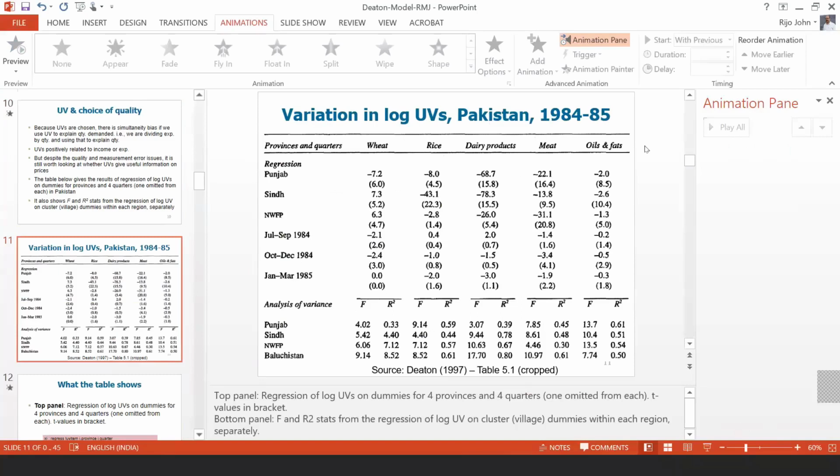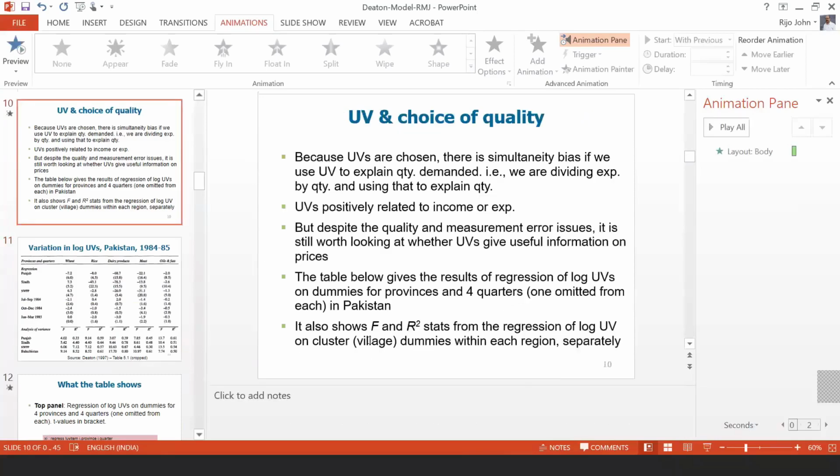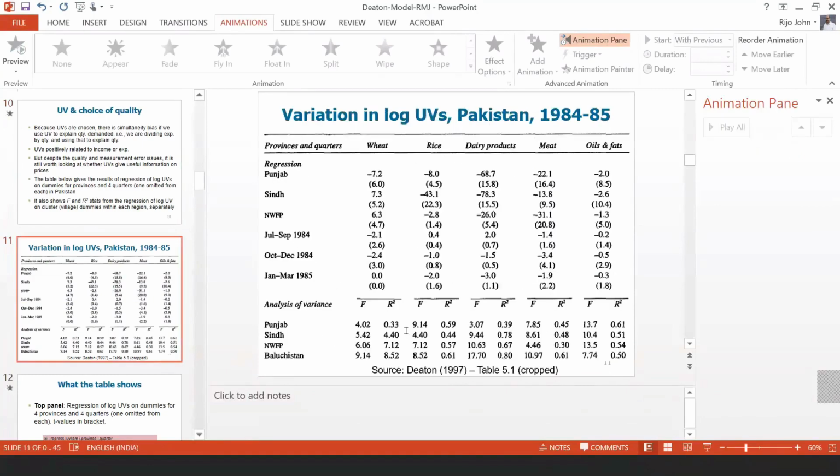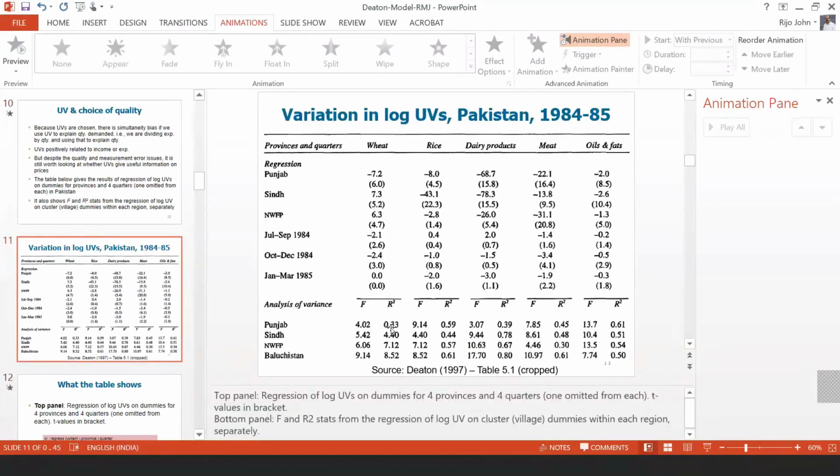The bottom panel of this table shows the F statistics and R square from the regression of log unit value on cluster dummies within each region. For example, for the Punjab region, the F and R square values are from a regression of log unit values on different clusters within Punjab. Different clusters, meaning villages here. So the R square is 0.33. It means that almost 33% of the variation in log unit values seen in the Punjab province is explained by variations across clusters. That is what this number means.